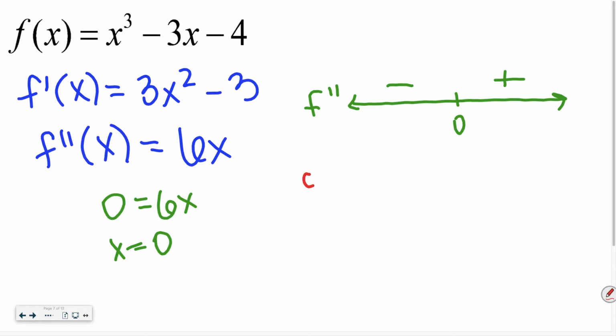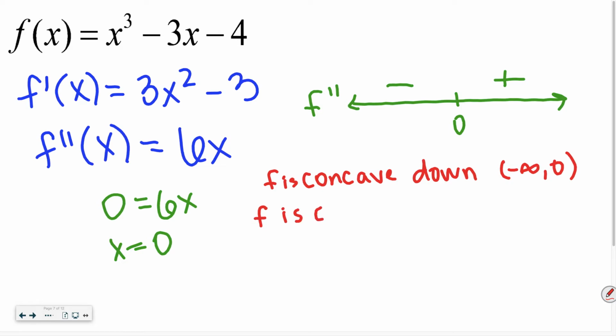Since our second derivative is negative, we know that F is concave down from negative infinity to 0. Since our second derivative is positive, we know that F is concave up from 0 to infinity.